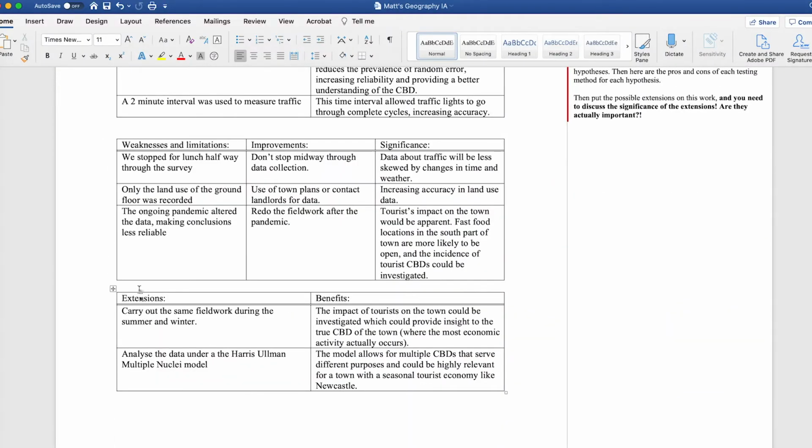So let's go to Matt's A real quick, and let's look at the extensions. Carry out the same fieldwork during the summer and winter. Okay, that's specific and that's plausible. But you also have to explain the benefits clearly. You need to discuss the significance of the extensions. Are they actually important? Would they actually give you any more information that you needed that you didn't get earlier? What do you need? What does this actually tell you?